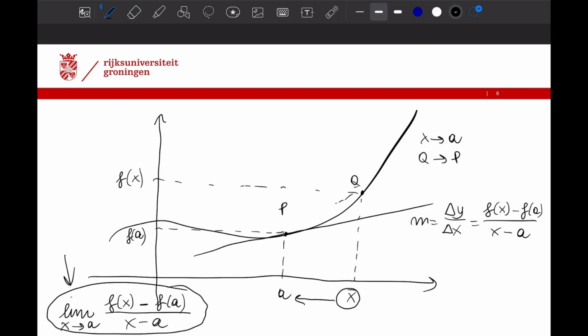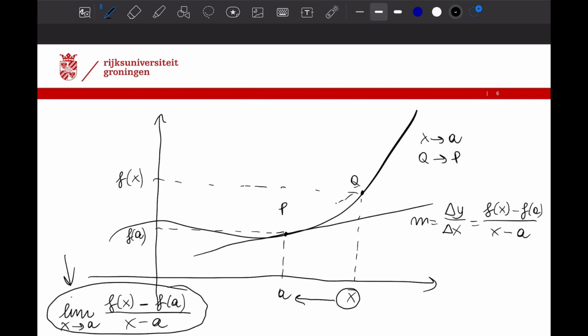We want to find the slope of the tangent line through P. We don't know how to do that. We say, okay, how about I get really close to that by choosing a second point, here called Q, which is so close to the first point that the slope of the secant line becomes a really good approximation of the slope of the tangent line.